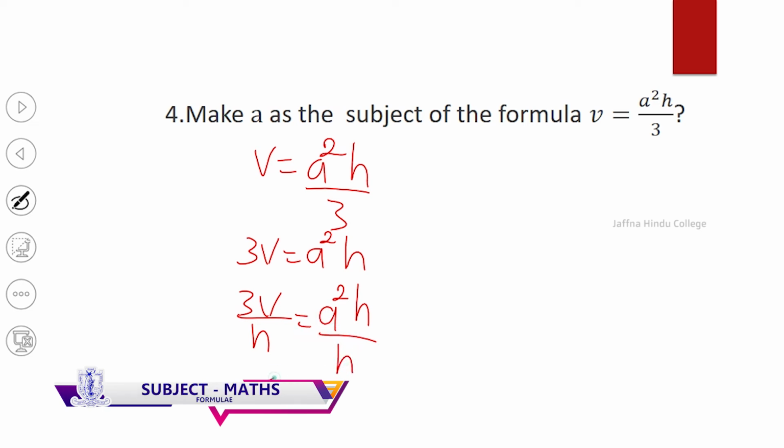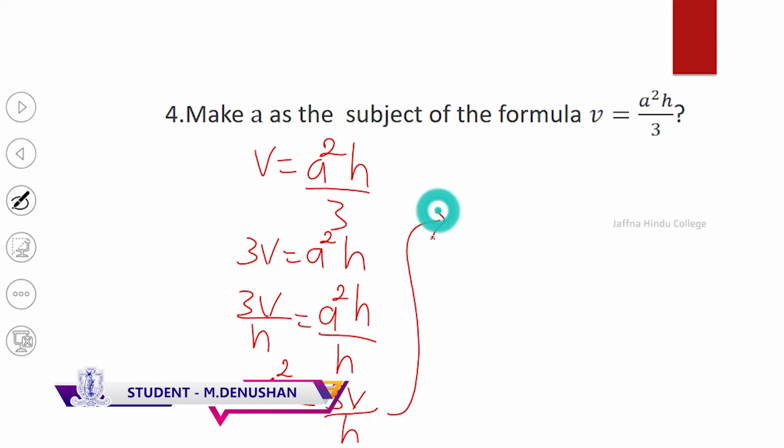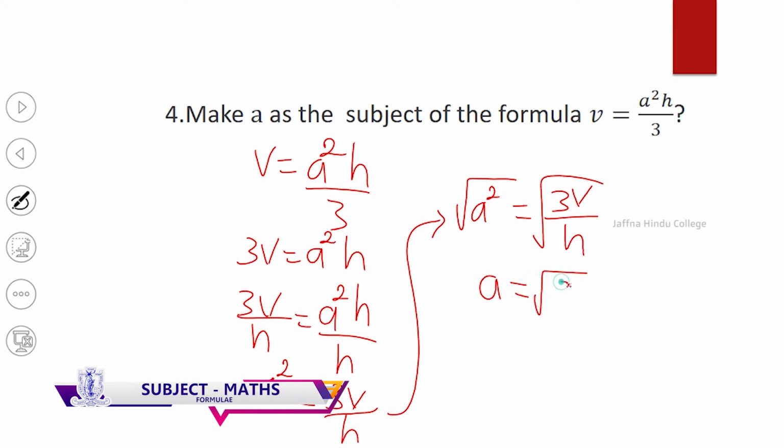By simplifying we obtain a squared equals 3v over h. Then we have to take the root of both sides to make a the subject. By simplifying we obtain that a is equal to root 3v over h. This is the final answer.